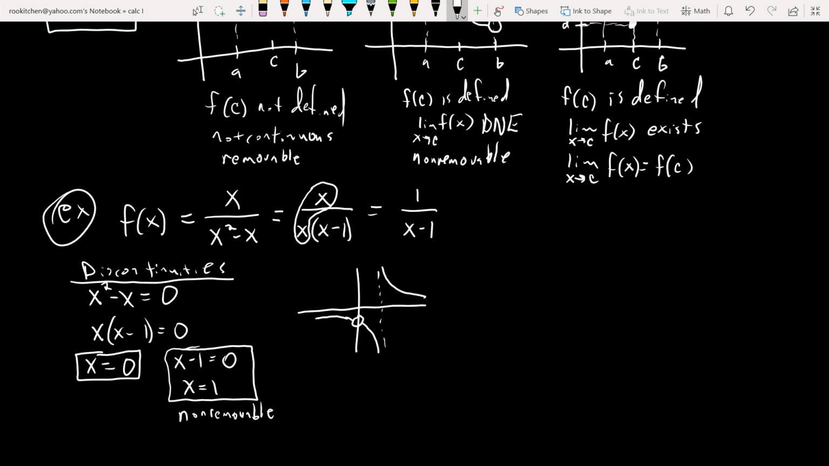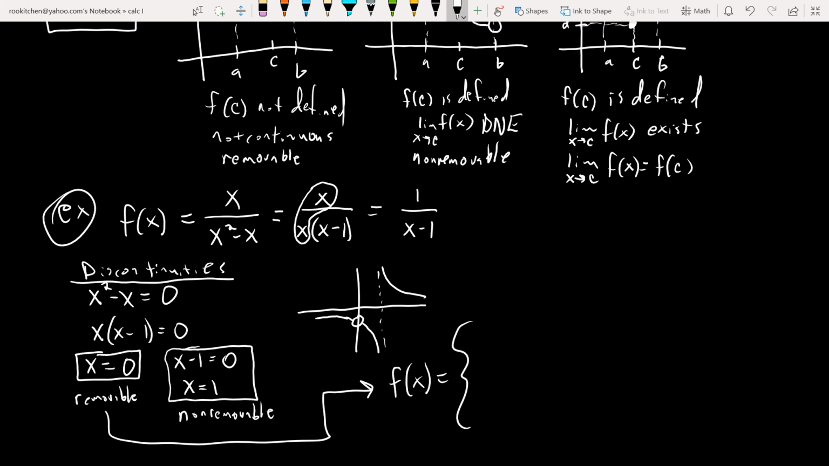Okay, so this would be removable because you could always define the function to be -1 at that point. So you could redefine it to be continuous at that point. And the way you would do that, you would just say f of x is equal to x all over x squared minus x when x is not equal to 0, and then -1 when x is equal to 0. Okay.